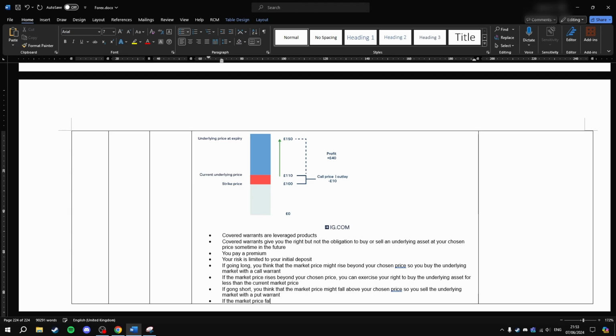If the market price falls below your chosen price, say you want to sell something at £10. You buy a put warrant for £10, two years into the future. Two years into the future has come, and the market price is £8, so you can sell it for £10. That means you can exercise your right to sell the underlying asset for more than the current market price. You make a profit there.